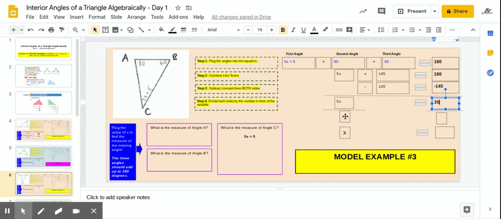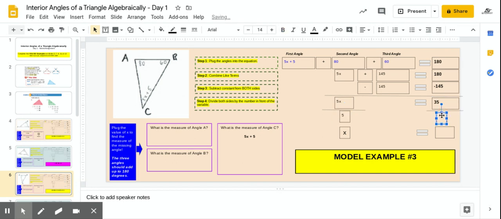Okay, our last step is to divide both sides of the equation by the number in front of the variable, which is the coefficient. So the coefficient here is 5, so I'm dividing both sides of my equation by 5. 5x divided by 5 is simply x, and 35 divided by 5 is 7. So we get x is equal to 7.